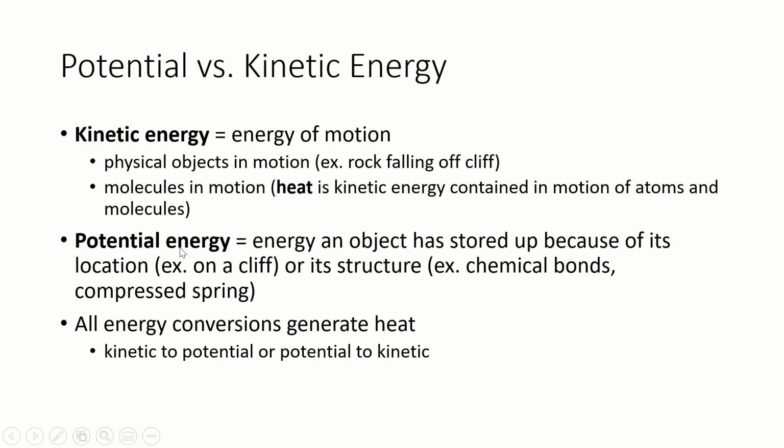Now, potential energy is the energy that an object has stored up, either because of its location, if it's on a cliff or at the top of a hill. It's being pulled on by gravity, and that pull of gravity can be transformed into kinetic energy when it starts to roll or fall off the cliff. Or potential energy could be stored in the structure of something. So this is what's going to be important in biology.